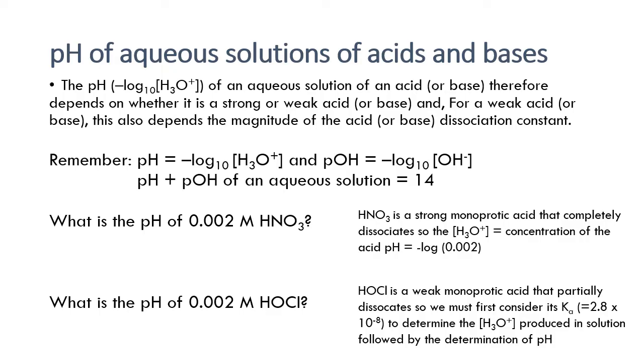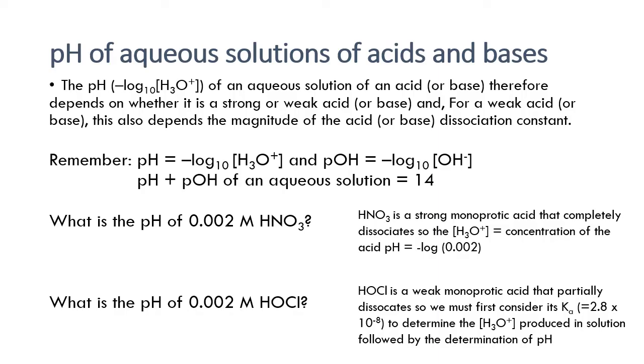Let us use this to help us in determining the pH of aqueous solutions of acids and bases. We know that pH is equal to minus log of hydronium ion concentration, and the pH of your aqueous solution of acid or base will depend on whether it's a strong or weak acid or base, and specifically for weak acids and weak bases, this will depend on the magnitude of their acid or base dissociation constant. Some reminders: pH is equal to minus log of hydronium ion concentration, pOH is equal to minus log of hydroxide ion concentration, and pH plus pOH of your aqueous solution should equal 14.